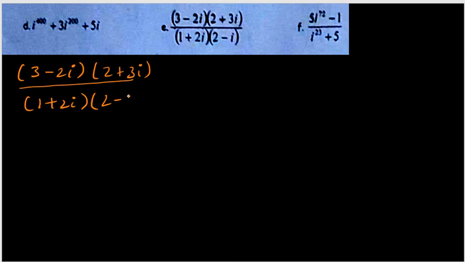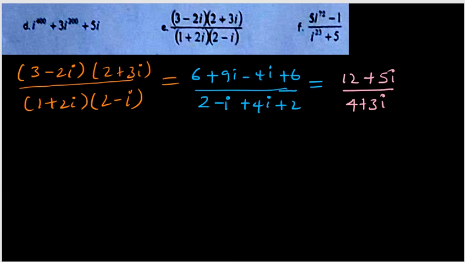3 minus 2i times 2 plus 3i, the whole over 1 plus 2i times 2 minus i. This is a complex number, the z given. Let us try to multiply and remove the brackets for up and down. When you expand, the 3 will multiply each of them.